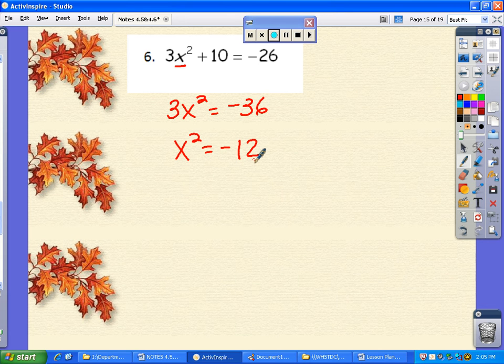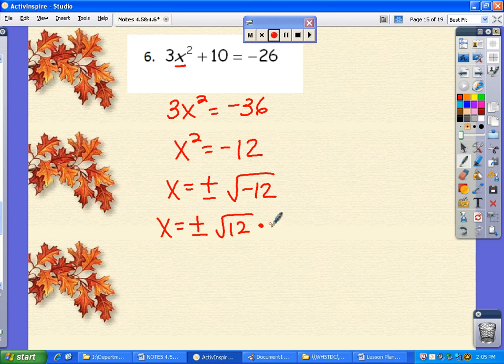Take the square root of both sides. x is equal to plus or minus the square root of negative 12. We need to simplify that square root of negative 12. So I'm going to rewrite this as x is equal to plus or minus the square root of 12 times the square root of negative 1. 12 has a perfect square in it, a 4. So let's rewrite this as plus or minus the square root of 4 times 3 times i, because the square root of negative 1 is equal to i.